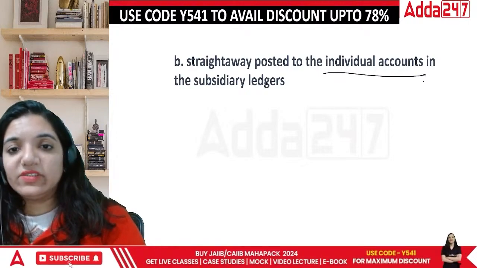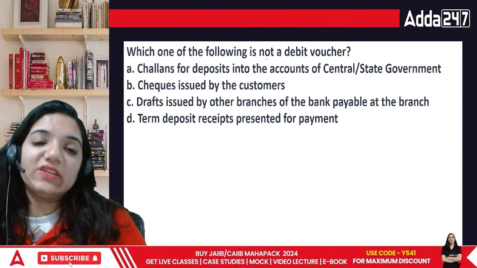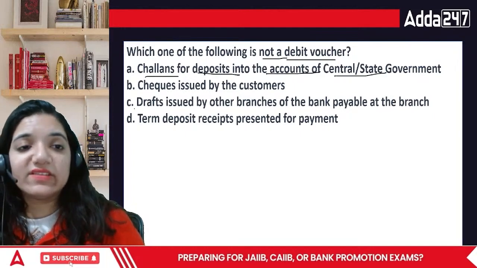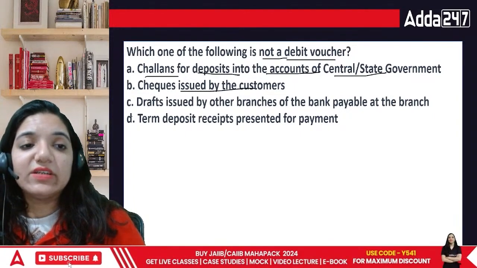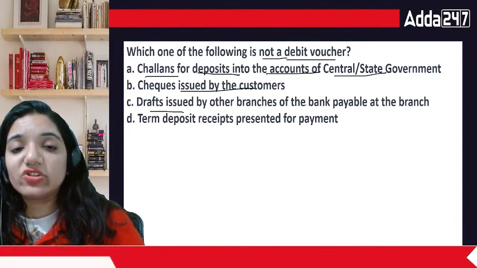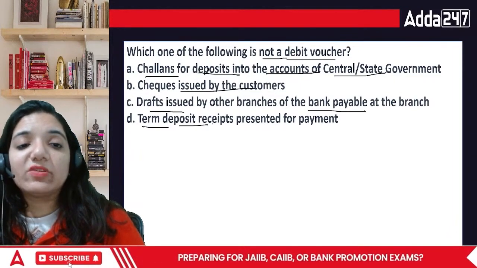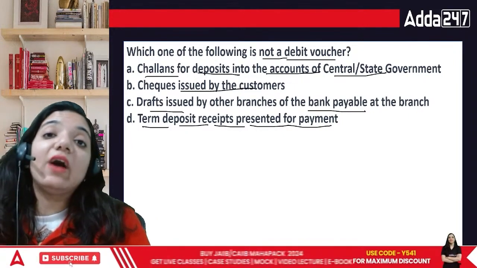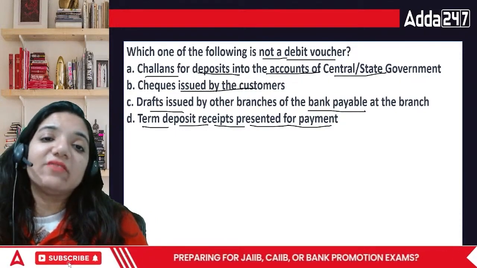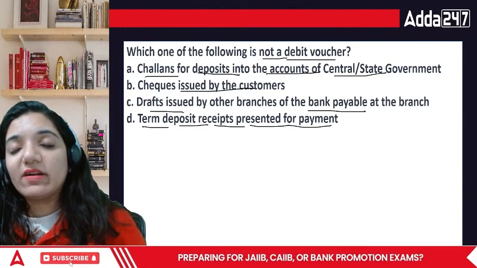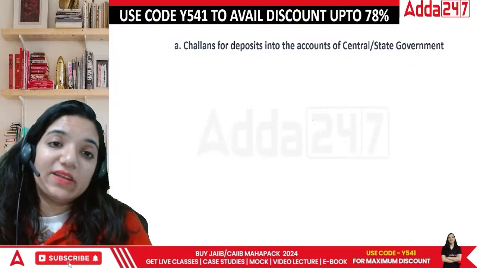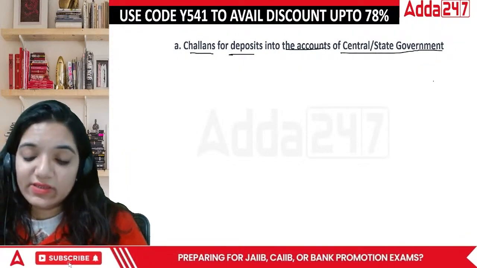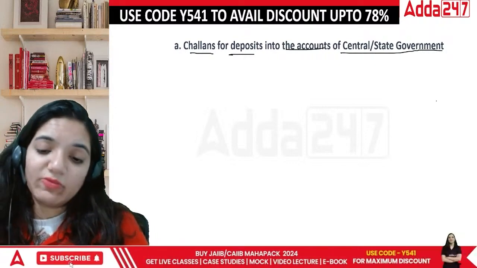Chaliye, now comes the next question. Which one of the following is not a debit voucher? Challans for deposits into accounts for central and state government, checks issued by the customer, drafts issued by other branches to be payable at the branch, and term deposit receipts presented for payment. In most of these cases, we are taking the money out of our bank account. Only in one case are we not taking money out, we are actually putting more money in. That is A, the challans for deposit into the central and state government accounts, because that is increasing their account balance.